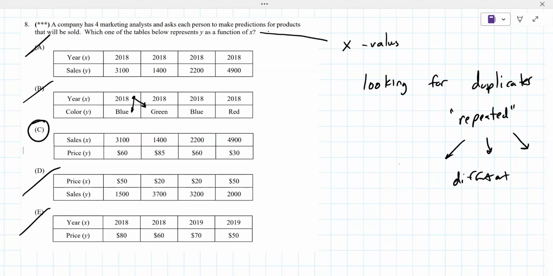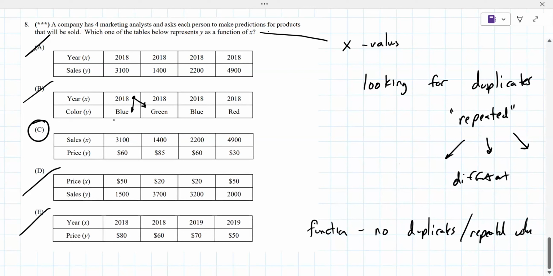And it's letter C because, well, for one reason, all the other ones violated it. But the reason C is correct is because there's no duplicates in X. The first thing you're looking for in a function is no duplicates, no repeated values.